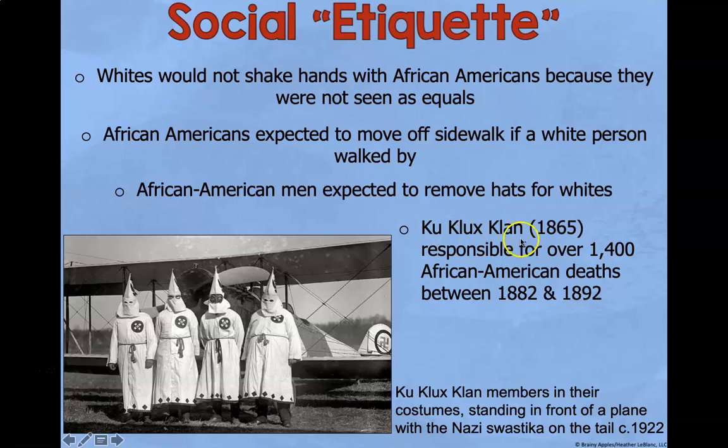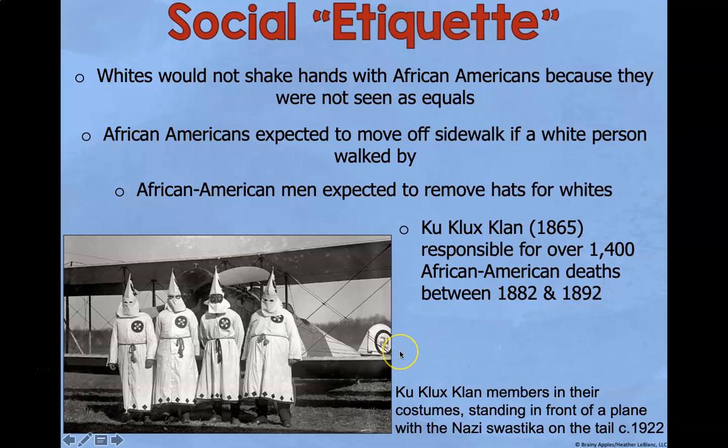So we also have the Ku Klux Klan. This was in 1865. They were responsible for over 1,400 African American deaths between 1882 and 1892. This is a terrorist organization, okay? These are active terrorists. Terror groups are people that try to disrupt, how do I say this, they try to put fear. They will kill. They will hurt. They will, things like that.